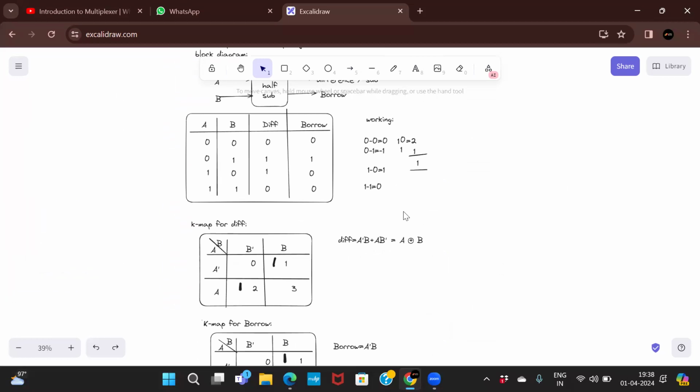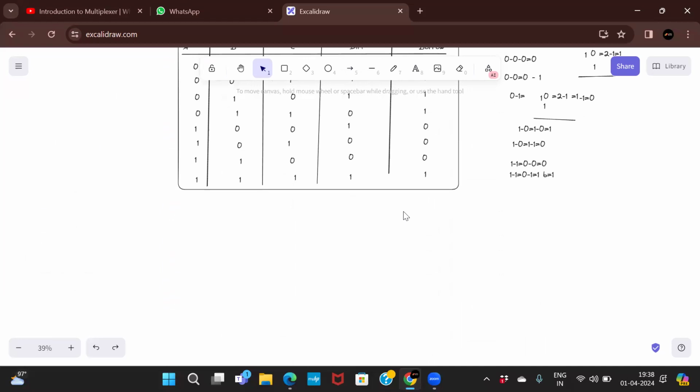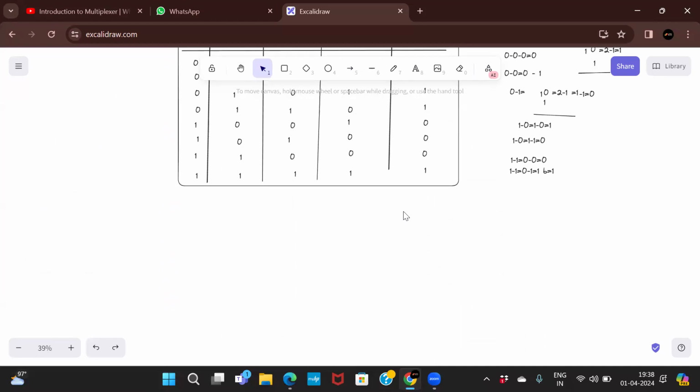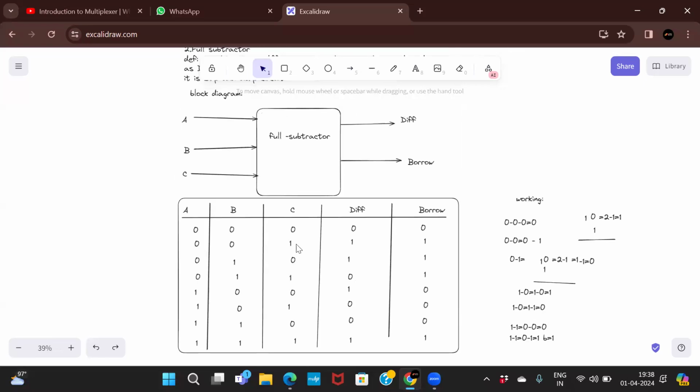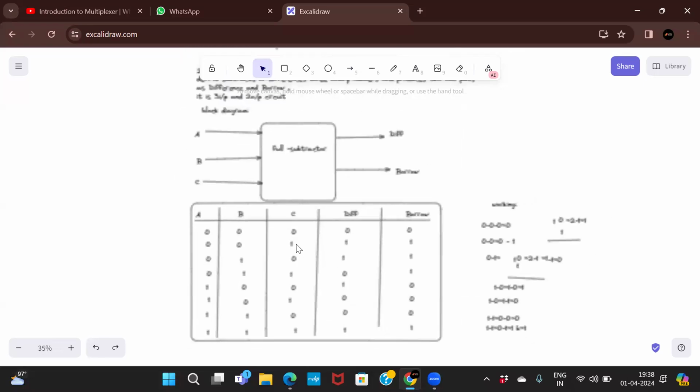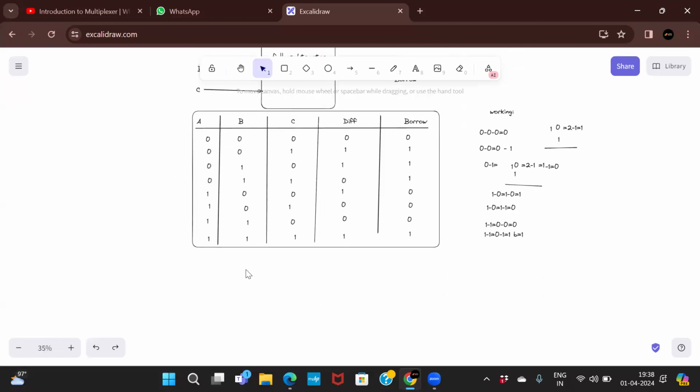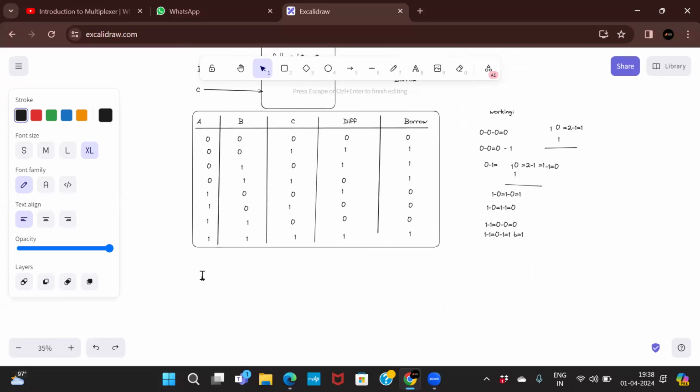So what do we need to do now? What is the next step? Come on, quick. K map for difference. Don't forget it. Just remember what we did before. So, K map for difference. How many inputs do we have?